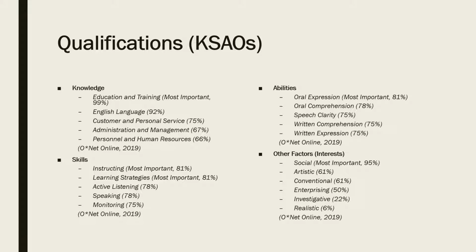The knowledge, abilities, skills, and other factors are listed in the style of taking the top five, and the percentages are right by each criterion to show the actual importance of each one. For knowledge, education and training is the most important. Next would be English language, customer and personal service, administration and management, and personnel and human resources. For skills, what I found out from ONET Online is that the most important is instructing and learning strategies. After that are active listening, speaking, and monitoring.